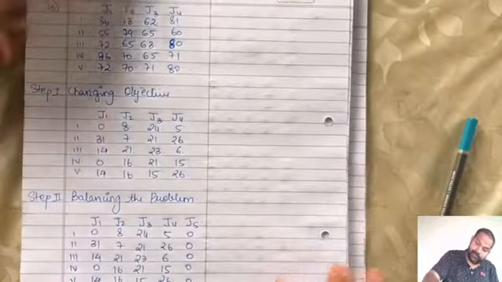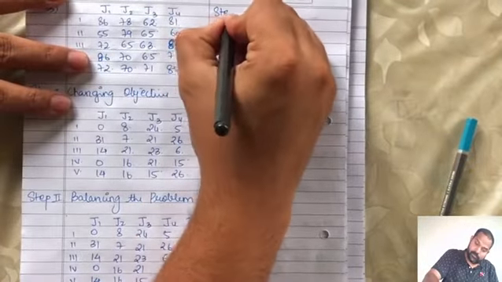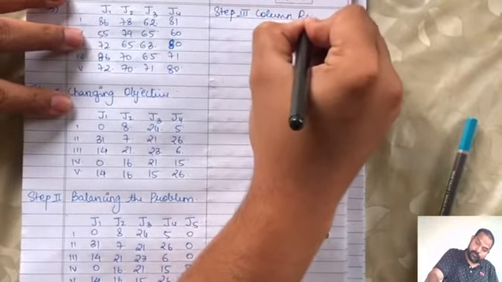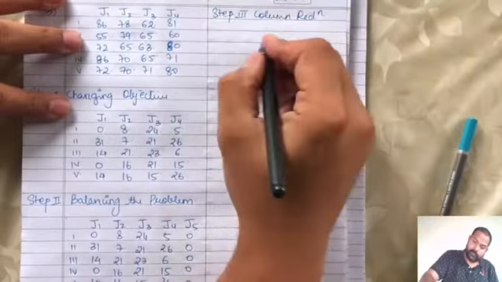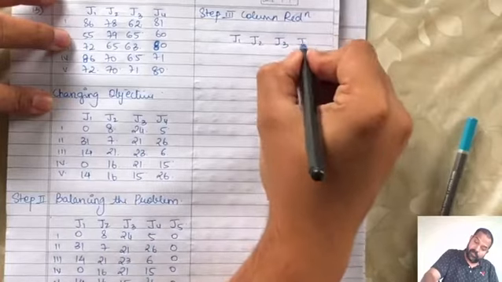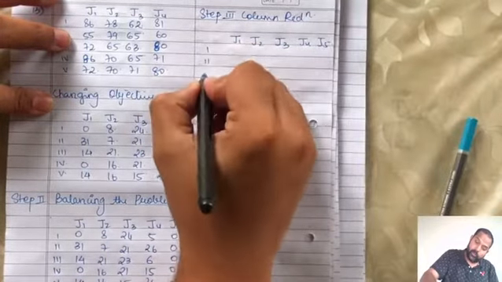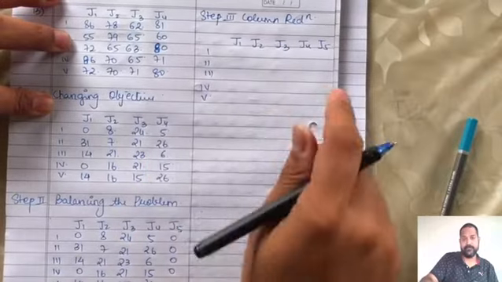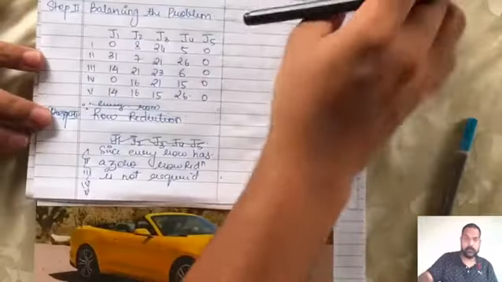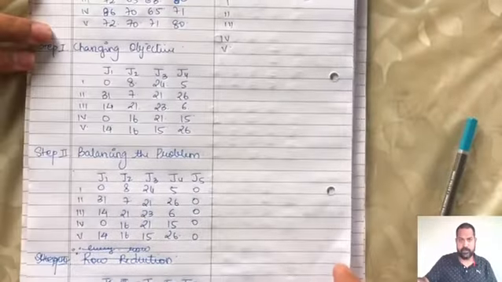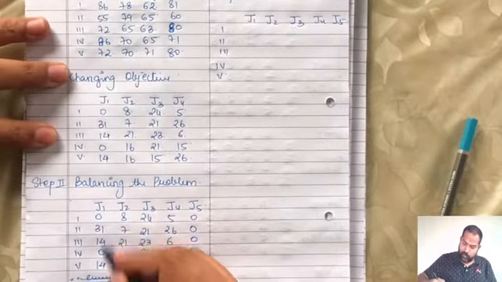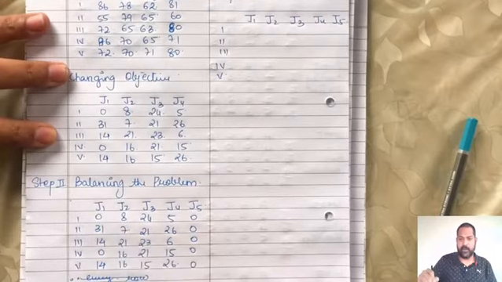So let me write that here, and that is step 3, column reduction. So J1, J2, J3, J4, J5, 1, 2, 3, 4, 5. Let's start with column reduction. Does both fit together? Yes, perfect. So in this column, if you notice, there are already 2 zeros. Then it doesn't require column reduction.